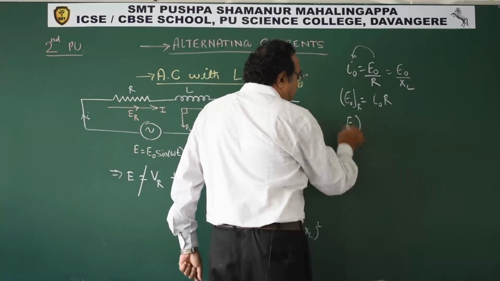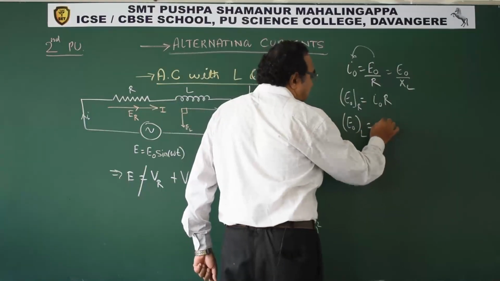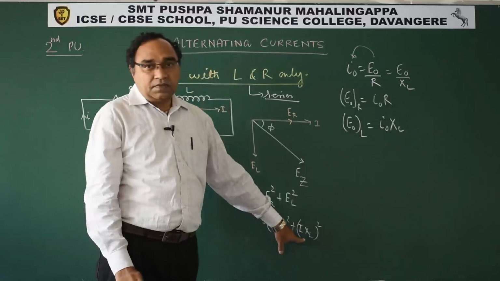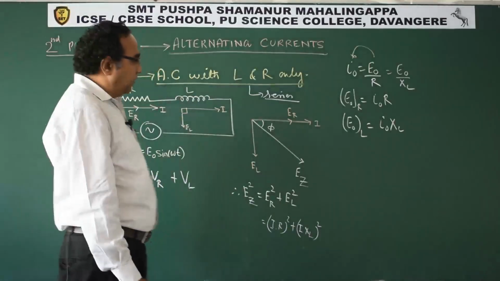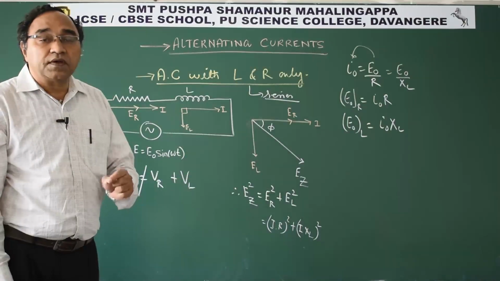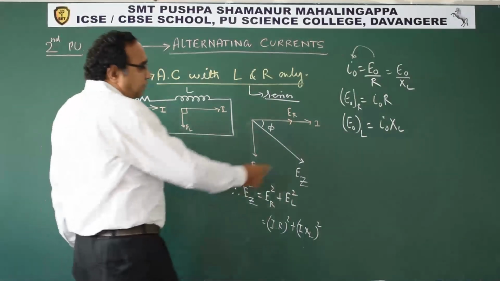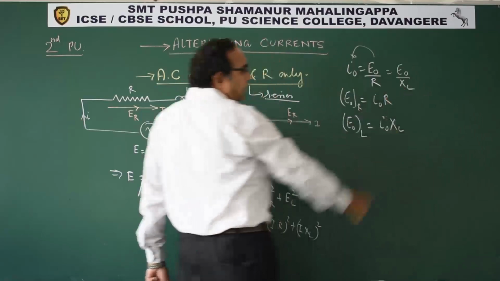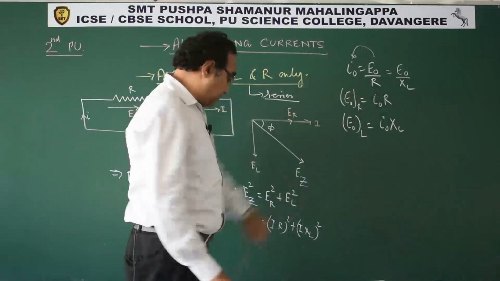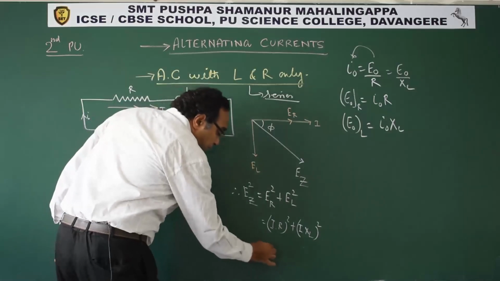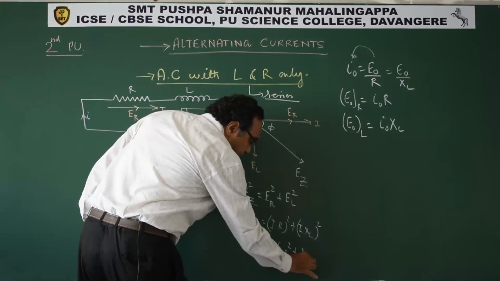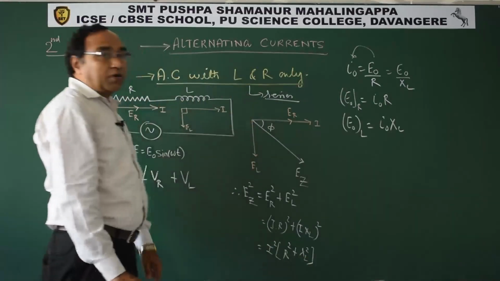E naught across L will be what? I naught into XL. That is exactly how we can find out the potential drop if we know the reactance. What is XL? XL is the inductive reactance. R is what? Resistance. So what can we say now? We can take I square common. We have R square plus XL square. This is what we have.